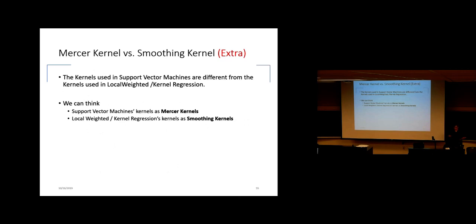All right, you might be confused about this definition called kernel. If you already learned something called kernel regression in some other classes, the kernel here is different from the kernel in kernel regression. The support vector machine's kernels are Mercer kernels, and the kernel regression-based kernels are called smoothing kernels. This is totally extra, feel free to check it out, but they are two different concepts.